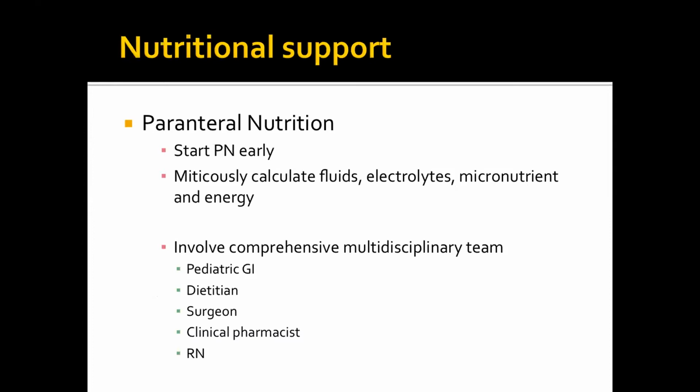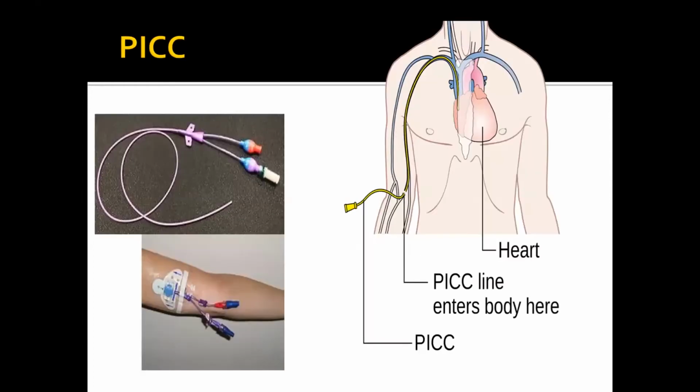You have to have a team. It has to be a comprehensive and very interactive and cooperative team. You need pediatric GI, you need dietitian, of course, surgeon, clinical pharmacist, and registered nurse. You have to have a team to treat those patients. You cannot do it alone. You need good central line.